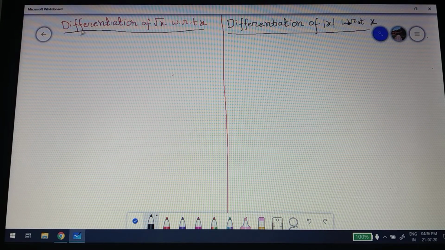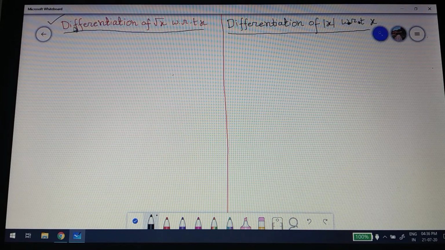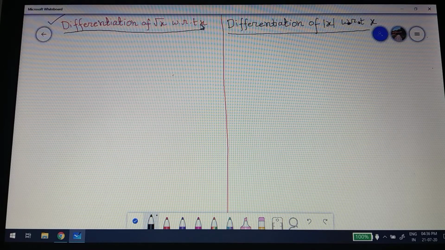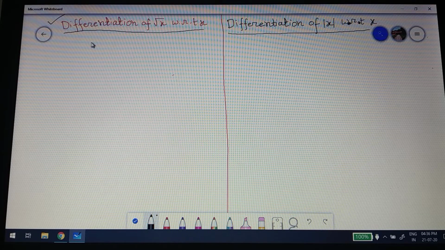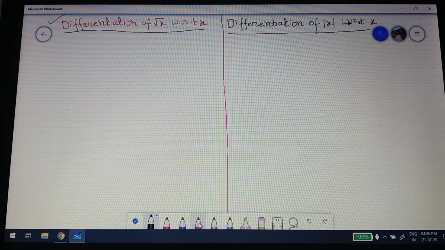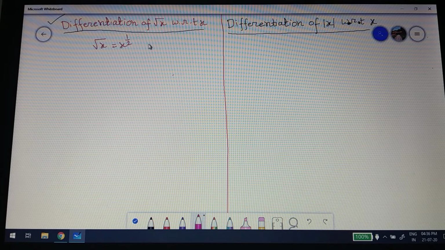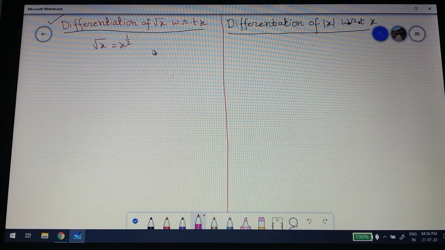So first all of you focus here in the left hand side, differentiation of root x with respect to x. Now before starting the differentiation you have to know root x means x to the power half. Similarly, cube root of x means x to the power 1 by 3. Nth root of x means x to the power 1 by n.